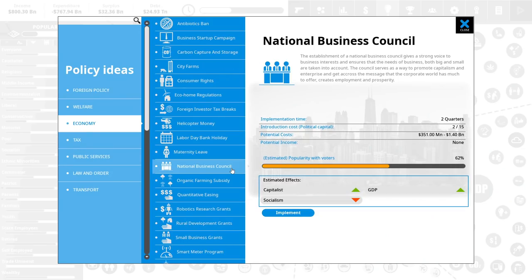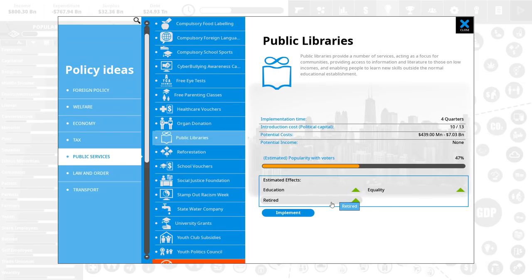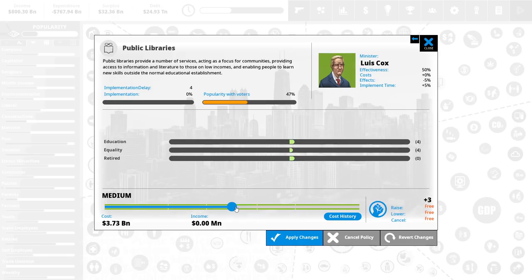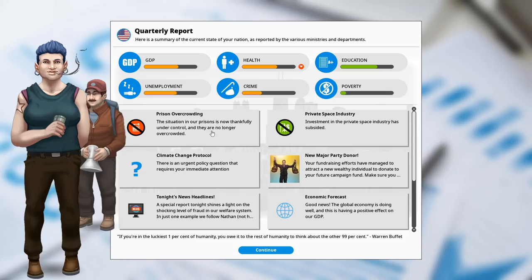Okay, we have been annoying the capitalists a bit, so how about setting up a nice, cheap national business council? It's not going to cost much. We're not going to actually listen to them. It's just going to, you know, help them feel like they're being heard. And the retired, they haven't been thrilled with us, so how about we spend some money on public libraries? They're a universal good, good for education, good for everybody. Whack that right up to maximum. Okay, so, good news and bad news. One, prison overcrowding is no longer an issue.